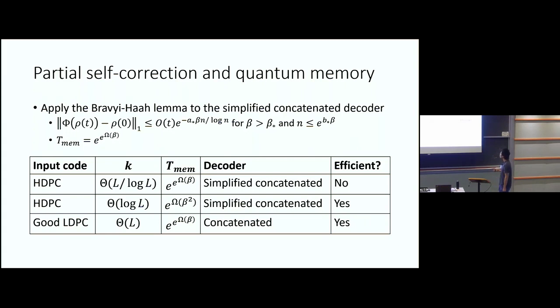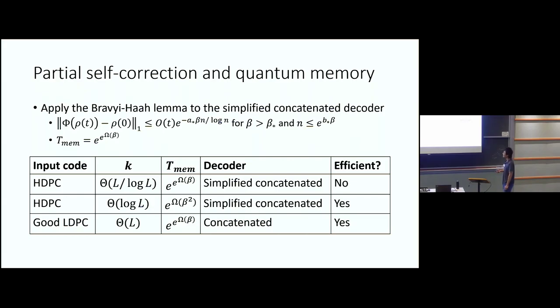Actually, even with the simplified concatenated decoder, it's unfortunately not efficient, because at some point we invoked the input code decoder, and I just said that we can correct all errors up to n over log n, but for a random code, this is not necessarily an efficient process. Although this decoder is still better than trying every single Pauli path. So I guess we have that.